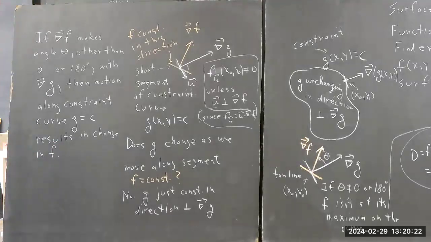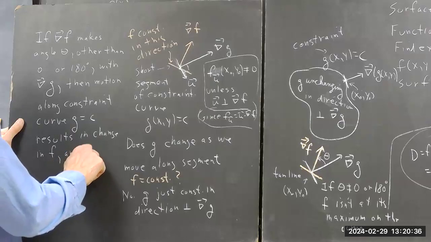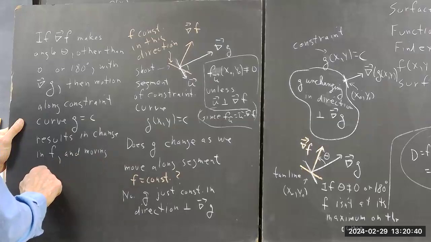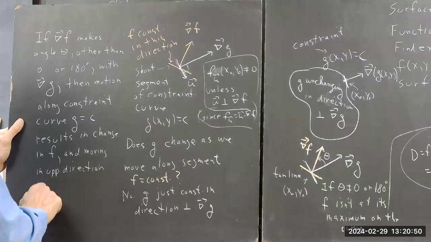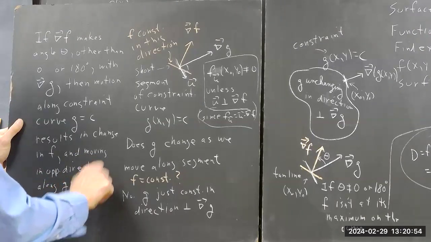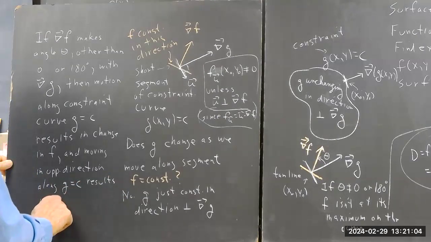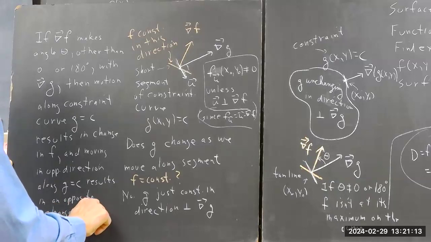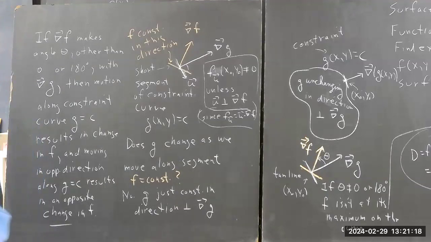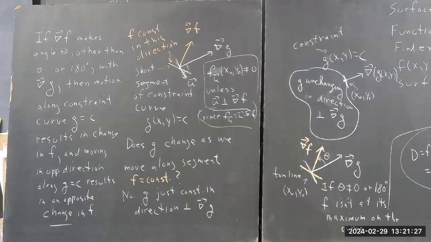results in a change in F. Moving in the opposite direction along the constraint curve g equals c results in an opposite change in F. By opposite change, I mean if you go in this direction and F increases, then if you go in that direction, it decreases, right?